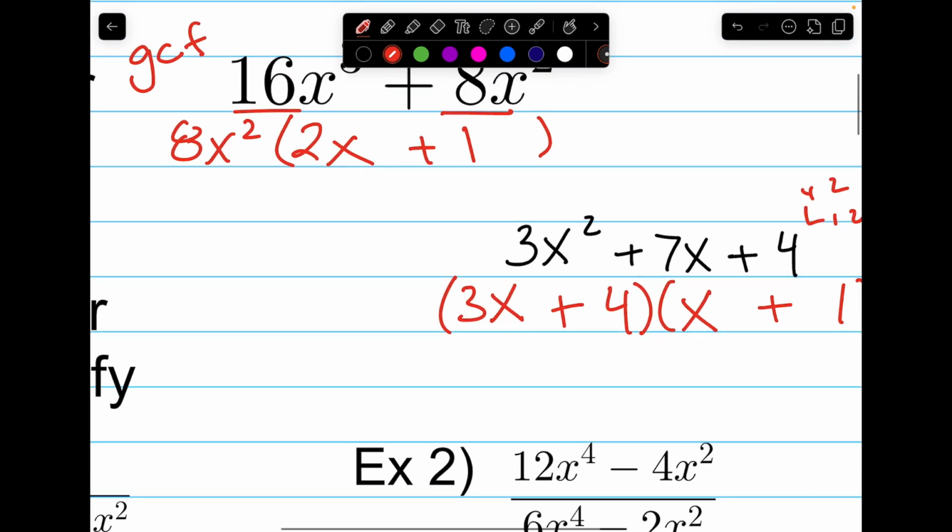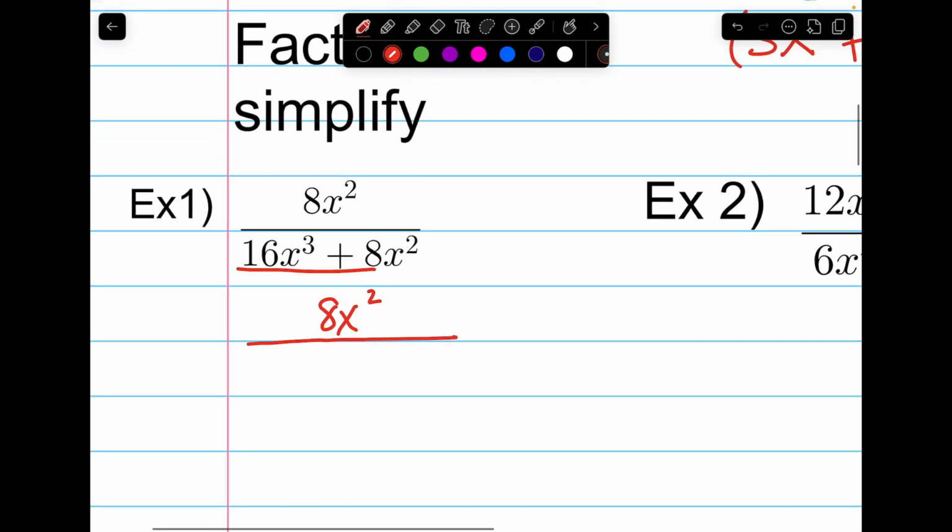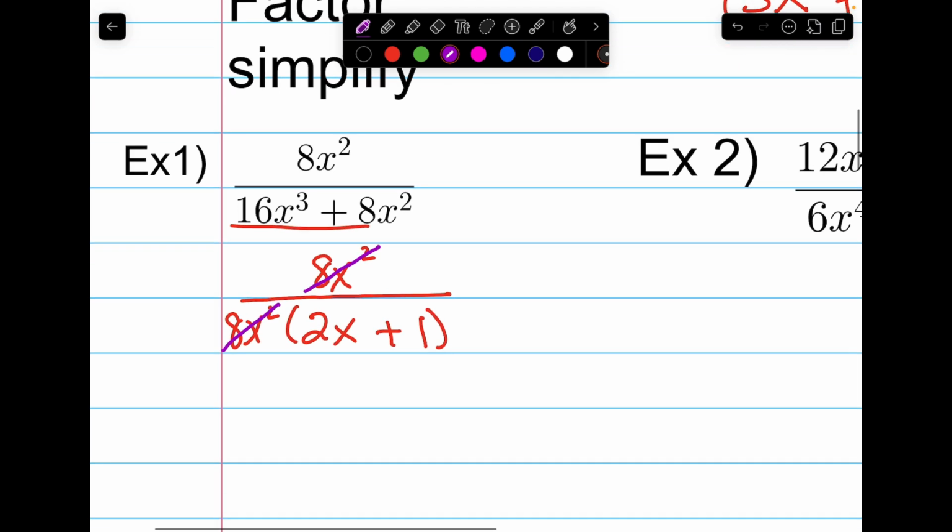This is the exact same example we had up top. This is a GCF problem. So it's 8x squared times 2x plus 1. And now we're going to make ones. How we make ones is they have to be the same on the numerator and the denominator. So notice I see 8x squared, 8x squared. I made those ones. So now what am I left with? 1 on top over 2x plus 1. And we're done. We can't simplify this anymore.